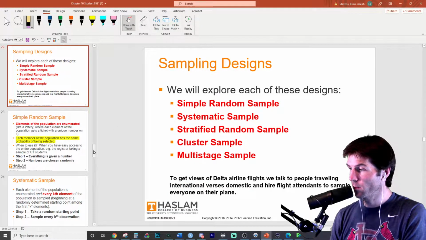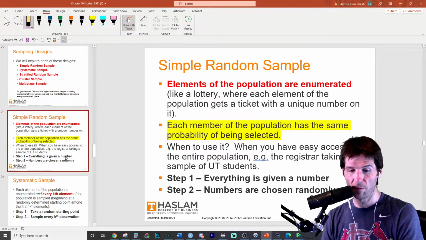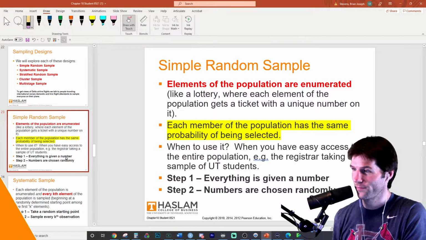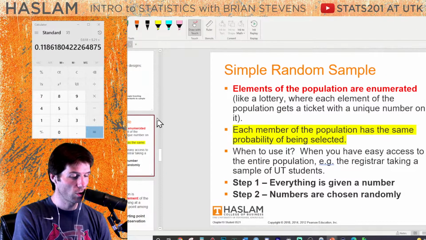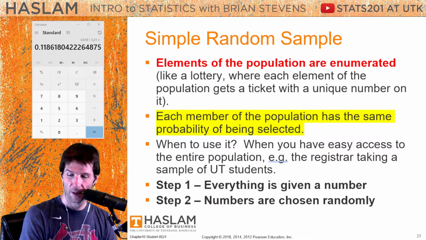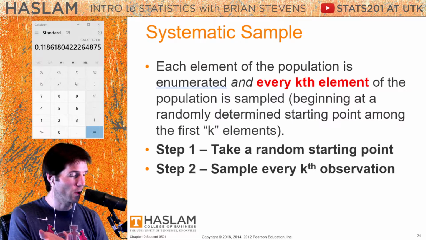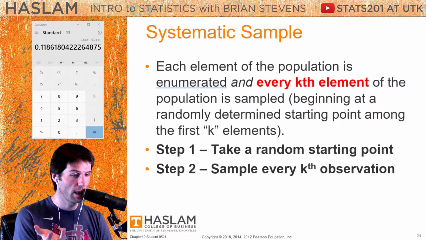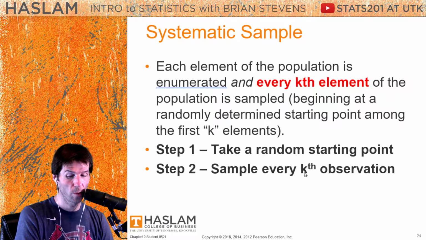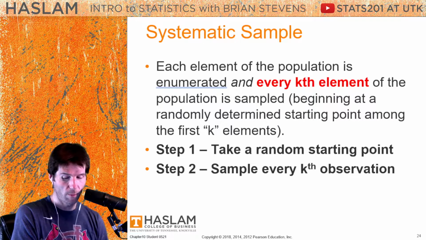The steps for simple random sample are to give everything a number and then to choose those numbers randomly. The steps for systematic is to choose a random starting point, which they really should say every time we do that, and then to pick every kth observation. And that's going to be a big thing right there. Picking every kth observation is going to be super important to doing a systematic sample.